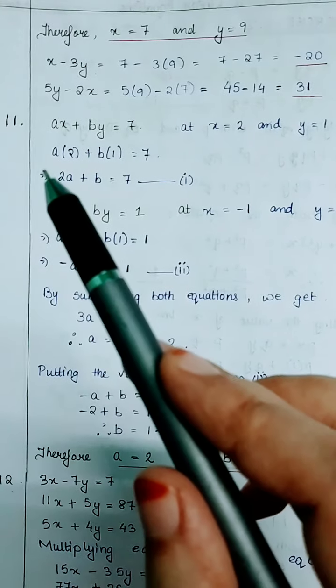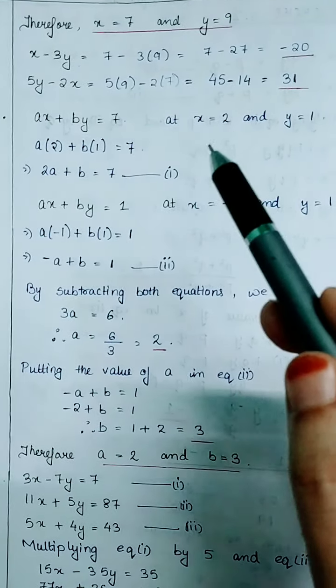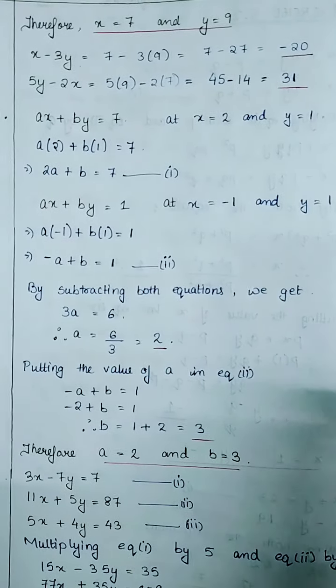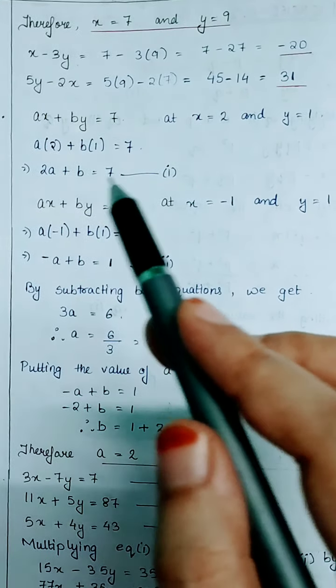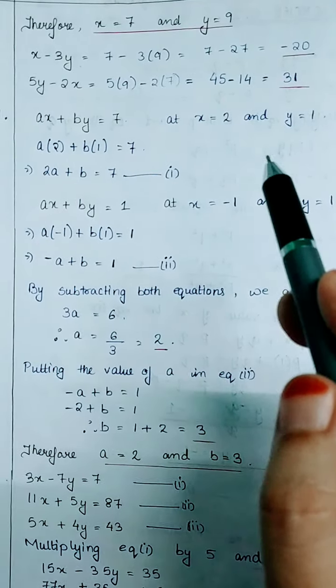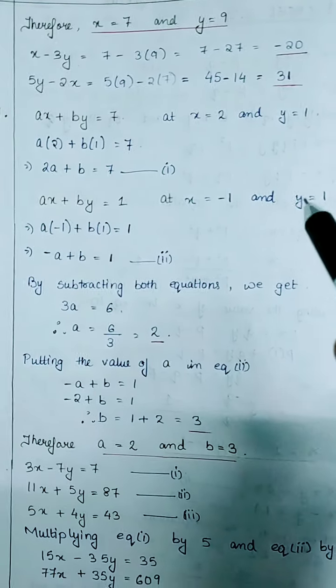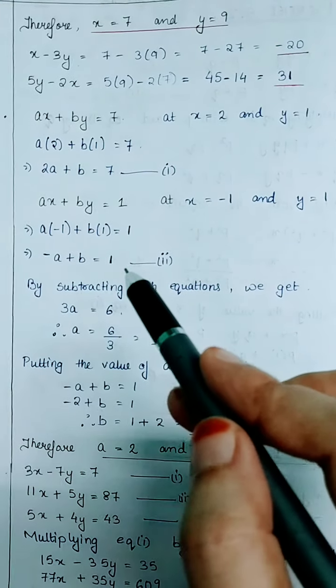In question number 11, ax plus by is equal to 7 when x is equal to 2 and y is equal to 1. So we'll put the values. What do we get? 2a plus b is equal to 7. This is equation 1. Now ax plus by is equal to 1 when x is equal to minus 1 and y is equal to 1. We'll put the values. So we have got minus a plus b is equal to 1.